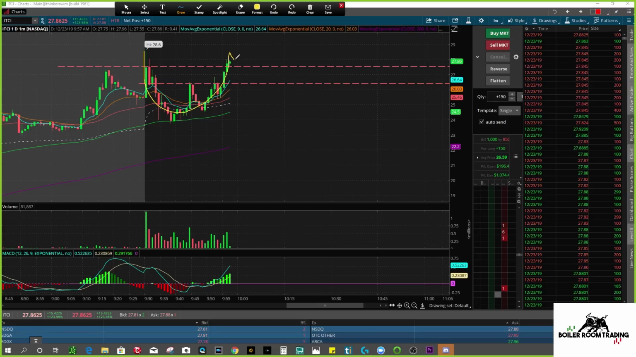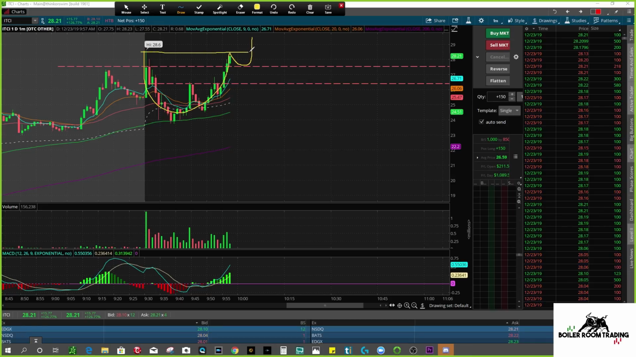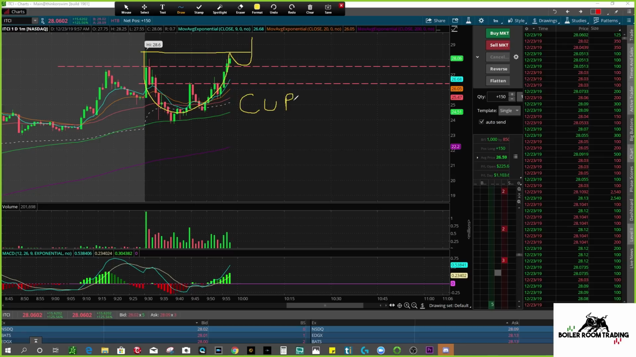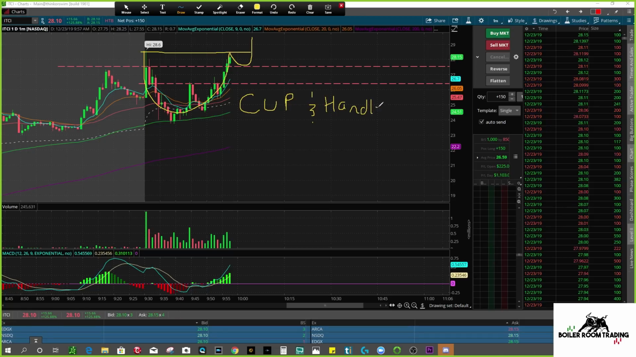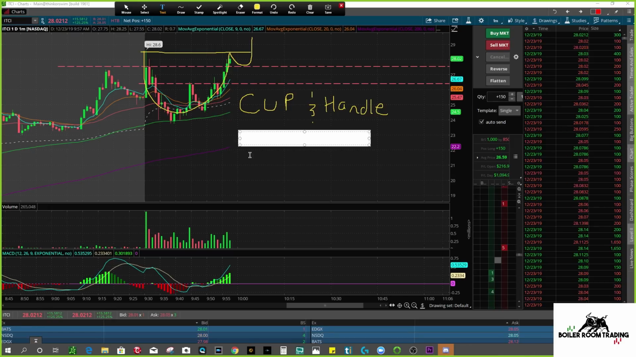Whenever you have a really big cup shape or a really big U shape on a stock and it pushes up to the high of day mark as you're seeing here on ITCI, you first look and always think cup and handle. Never think double top, always think cup and handle first. If cup and handle fails, then you can start playing on the idea of it maybe being a double top formation or pattern.